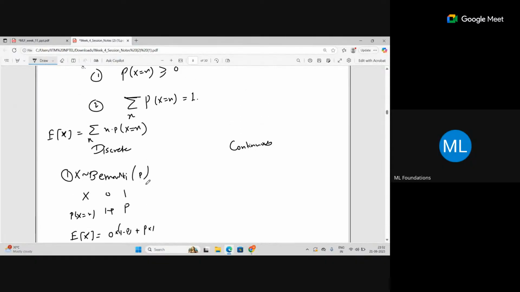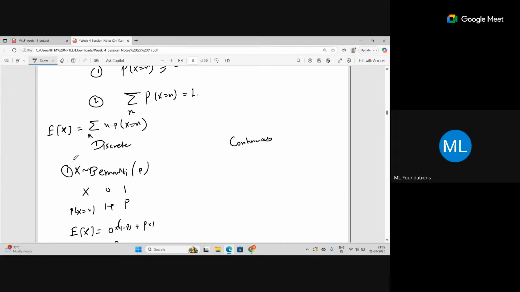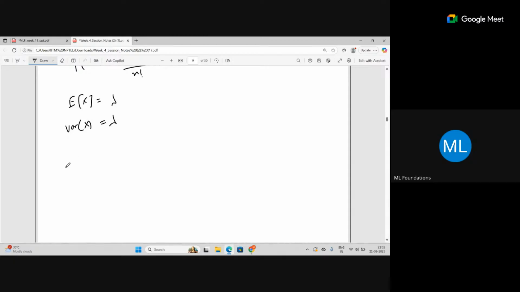I didn't write the variance formula explicitly here, but what is the variance formula in the discrete case? It is a sum over the range of x, of x square into the probability. Is that correct?